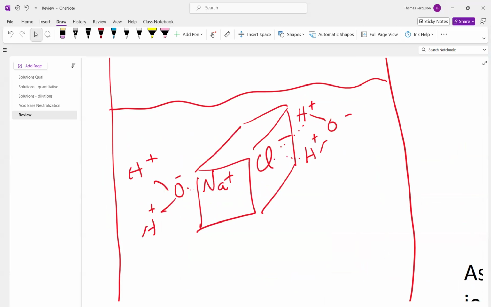So as the water bumps up against a crystal, the negative oxygen is attracted to the sodium, grabs hold of it, pulls it out. The hydrogens, being partially positive, grab hold of that negative chloride ion, pull it out. So that constant bumping against the crystal and the attractive forces between the opposite polarity is what makes the crystal dissolve.